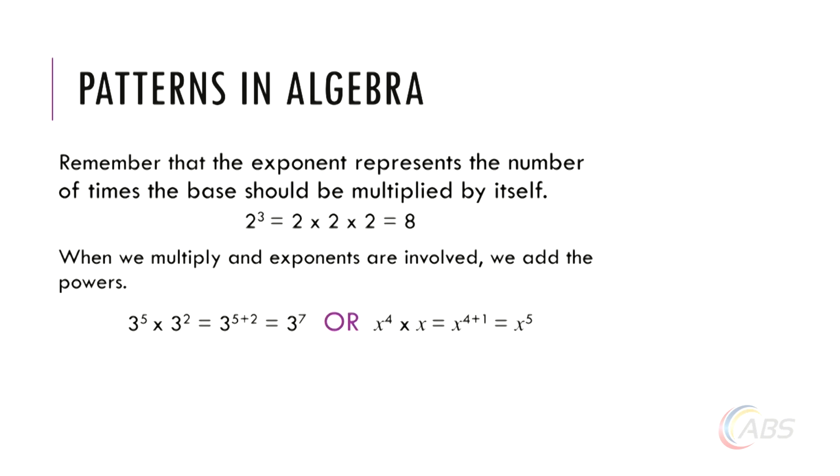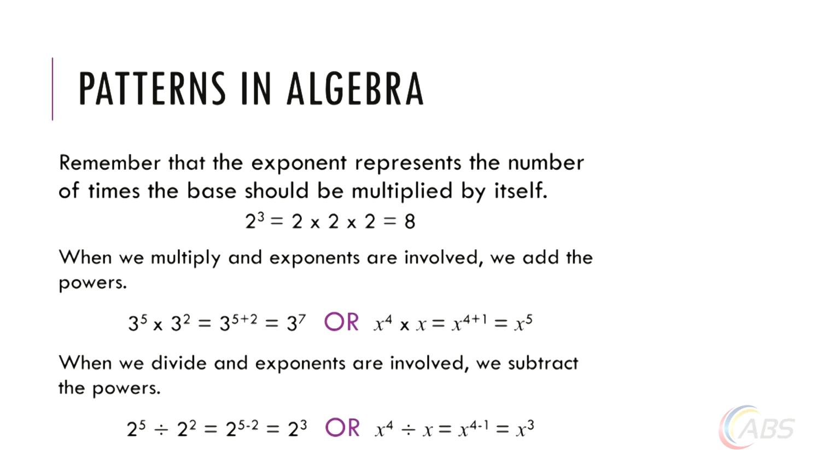When we multiply and exponents are involved, we add the powers. So for example, if we have 3 to the 5th times 3 squared, that is simply 3 to the power of 5 plus 2, which is equal to 3 to the 7th power. Or if the base was x, in this case, we have x to the 4th times x is equal to x to the 4 plus 1, which is equal to x to the 5th.